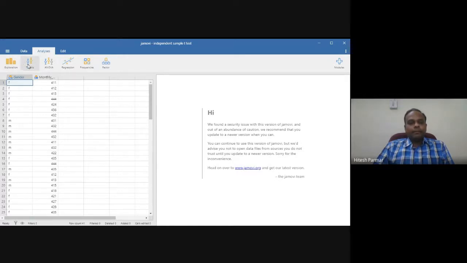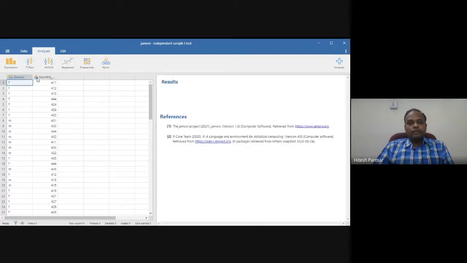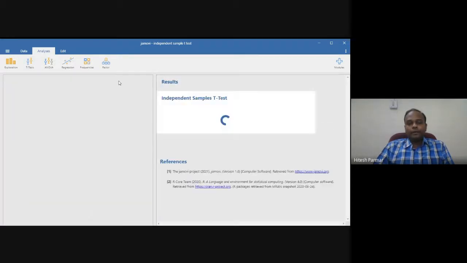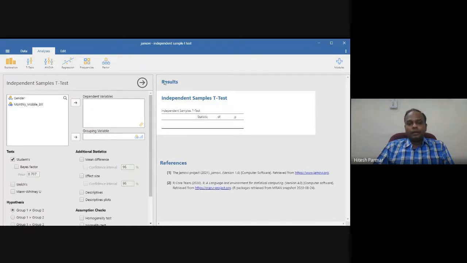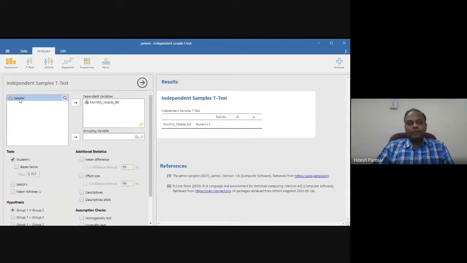So to apply independent sample t-test, you need to click here on t-test, and then you will need to find this independent sample t-test, the first option. Once you click here, you will get this dialog box. You need to transfer monthly mobile bill as a dependent variable, gender as a grouping variable.